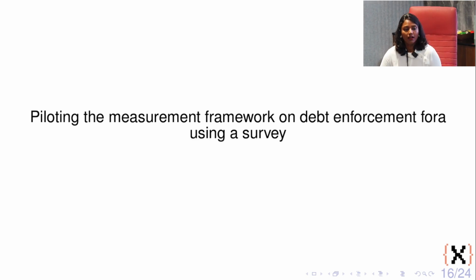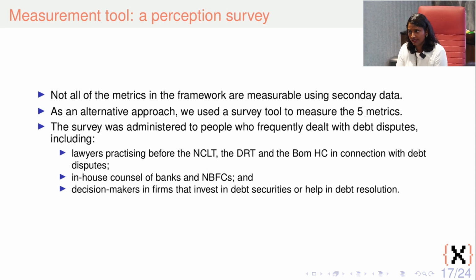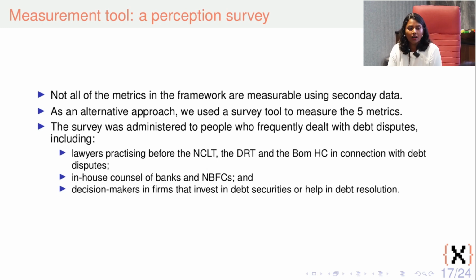Okay. So those were the 2 metrics that were measurable by secondary data. But as we all are now aware, not all metrics can be measured by secondary data. So as an alternative approach, we used a survey tool to measure the 5 metrics. We administered a survey to people who frequently deal with debt disputes. This included lawyers practicing in front of NCLT, Bombay High Court, DRT.